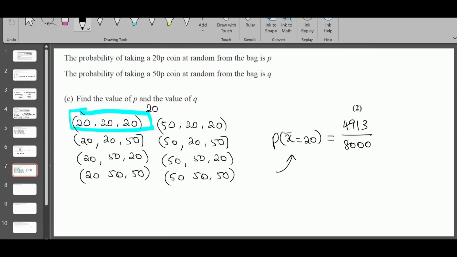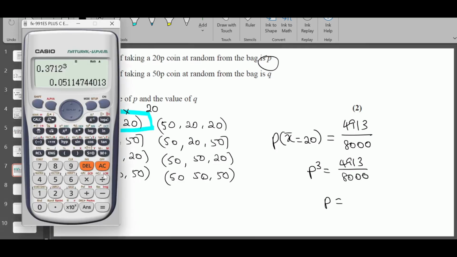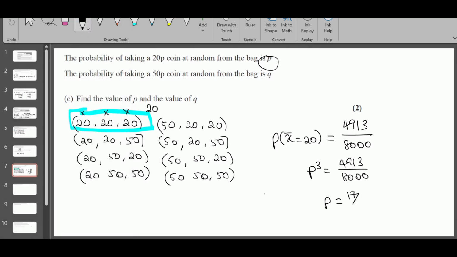We need to multiply the probabilities of this, right? So which is P times P times P. So P cubed is equal to 4913 over 8000. P is the cube root of this, which is 17 over 20. You can use the same method to find Q.